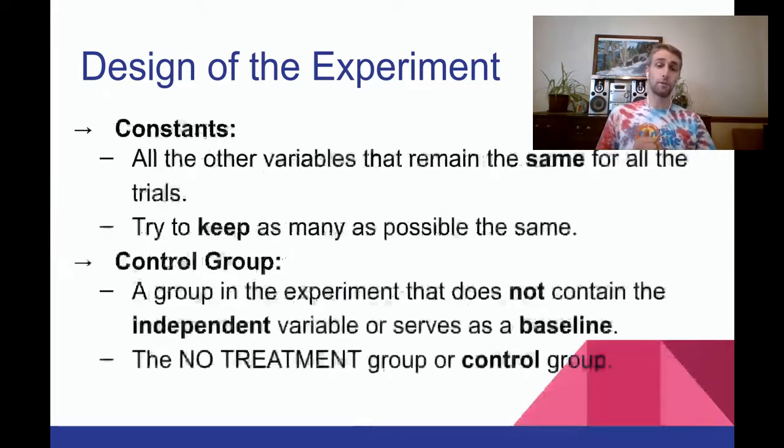In experiments where you have an independent variable that's varying by different amounts, the control group doesn't contain any of the independent variable, or is just the regular conditions. Sometimes it's also called the no treatment group, but in this class, and I think most commonly, you'll see it referred to as a control group.